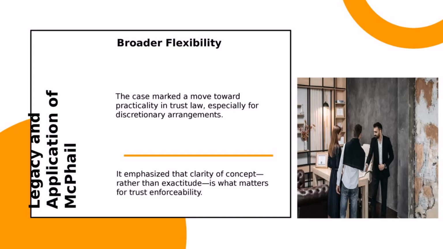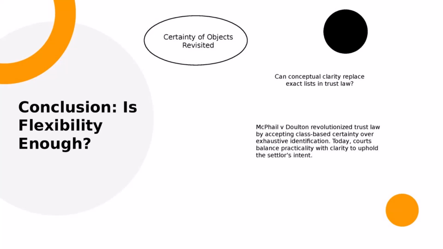So as long as you're covering all of those aspects of it, it can be broader, but make sure you're still covering it so that it's clear and has clarity. So certainty of objects, conclusion is flexibility enough. Well, yes, it is. Conceptual clarity replaces exact lists in trust law. Yes, McPhail versus Doulton revolutionized trust law.